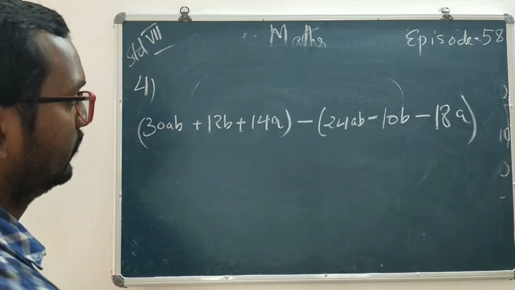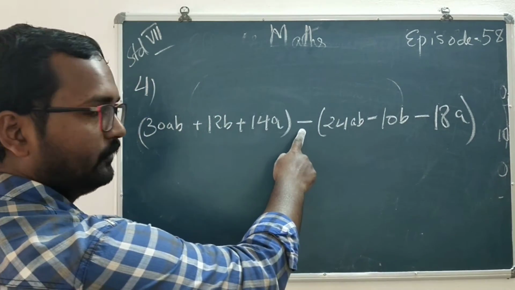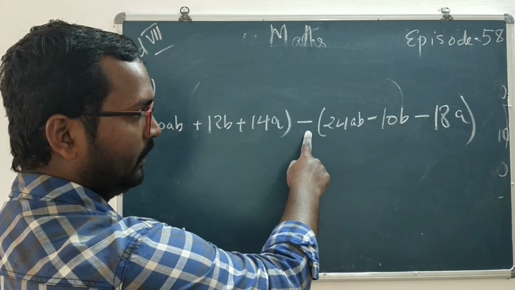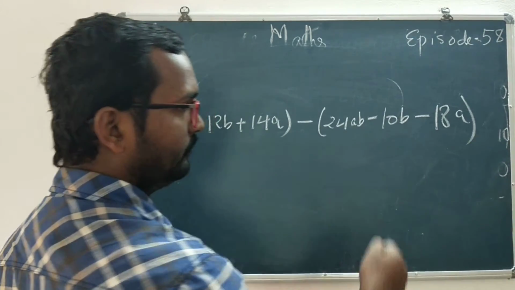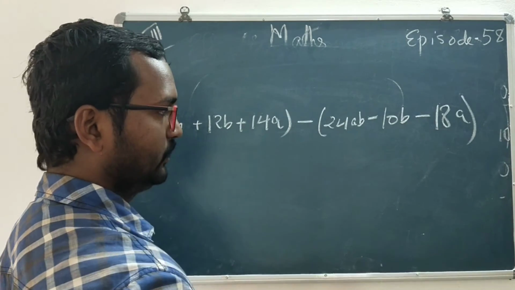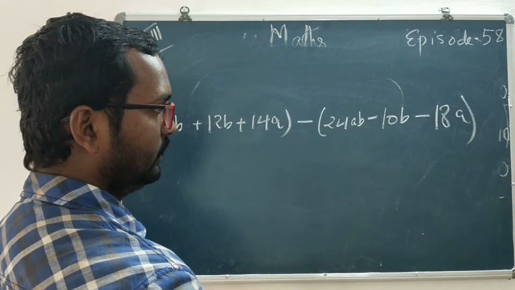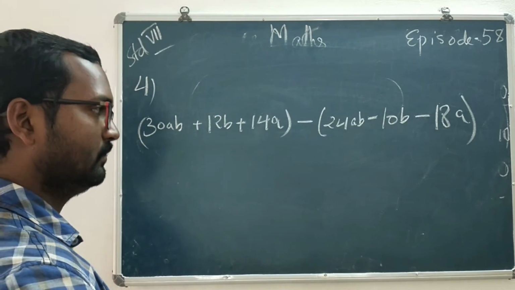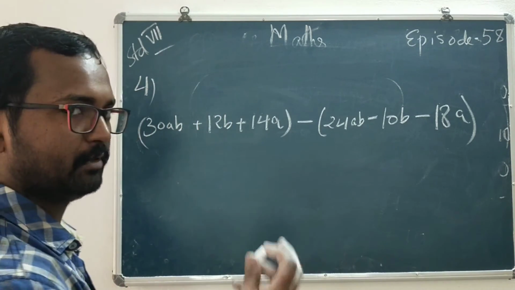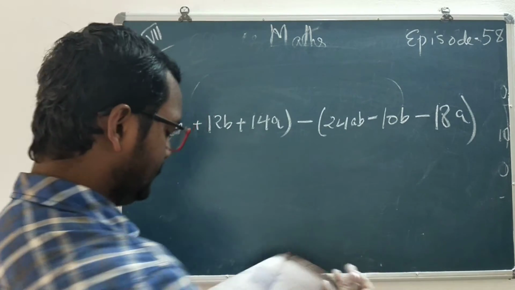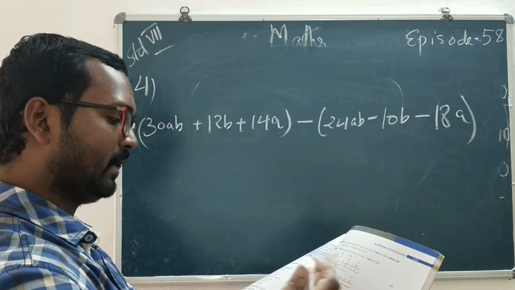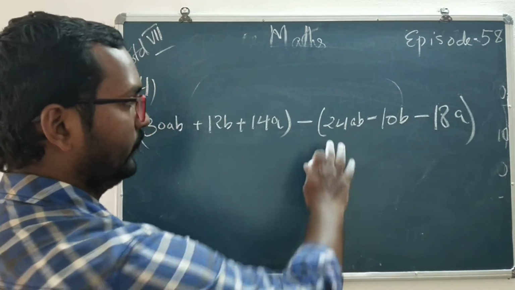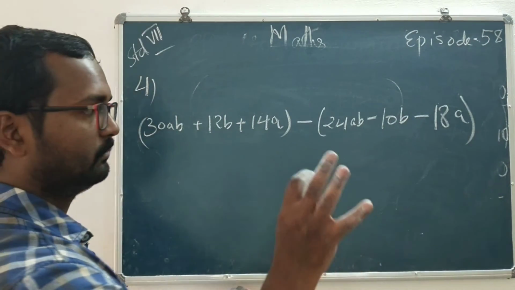Here, because of this one minus sign, the entire sign which is inside the bracket will change. Okay, you have to take them in brackets. Nobody gives brackets in the question paper. They will just say subtract 24ab minus 10b from minus 18a from so and so. So we have to take them in brackets.